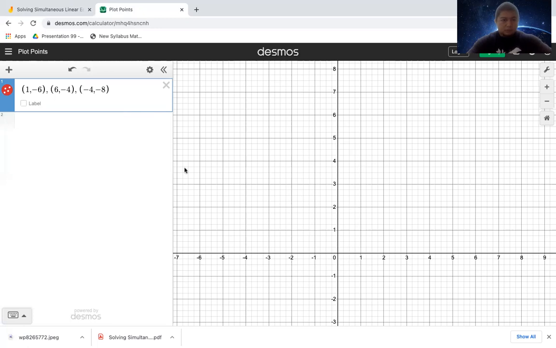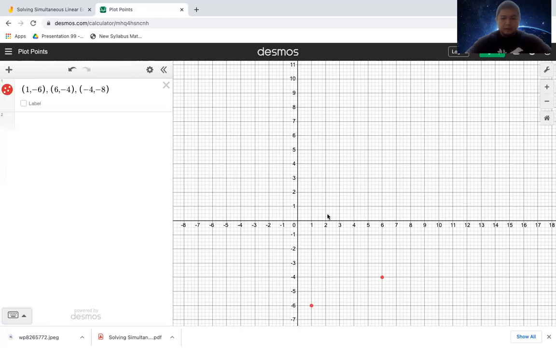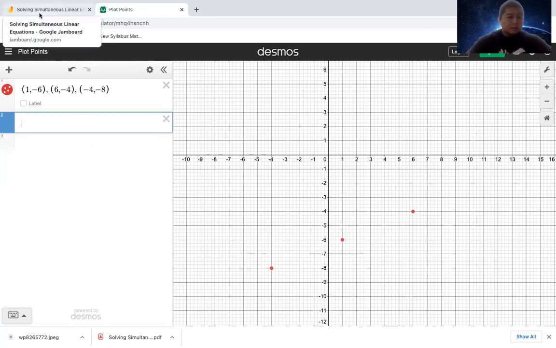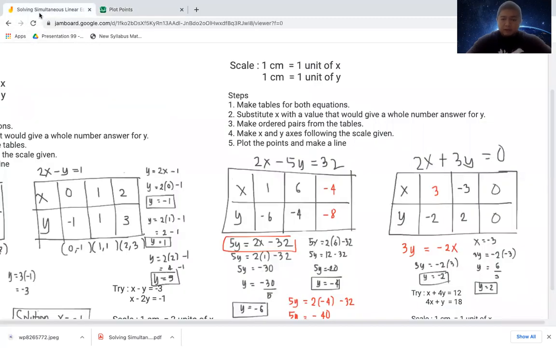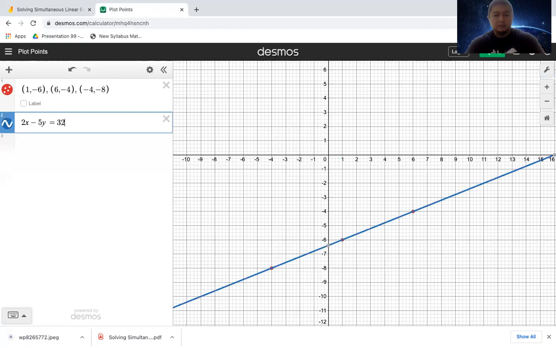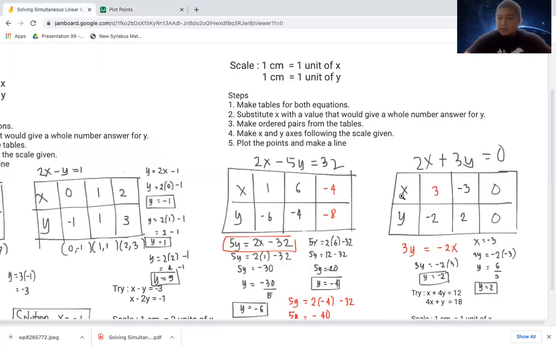So wait a minute, why is it not there? Okay, apparently it's at the bottom. So this is what you guys are going to have. So let's write down the equation: 2x minus 5y is equivalent to 32. Okay, so that is now the line that you guys have. And then we're going to continue with the next one.